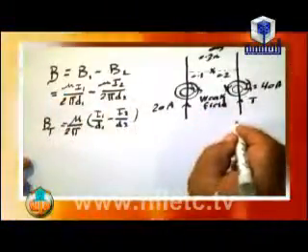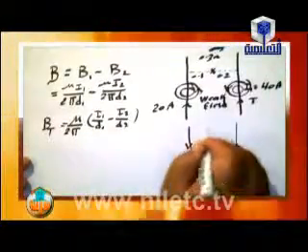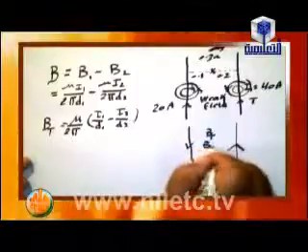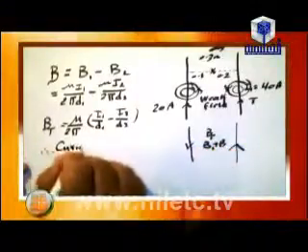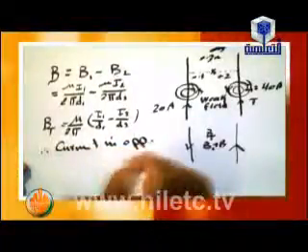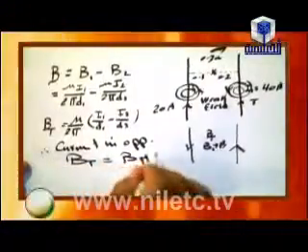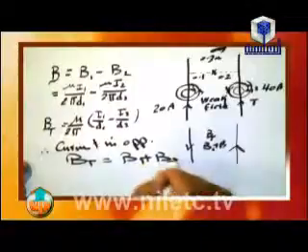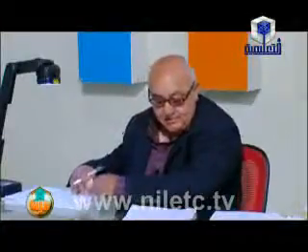And in the second case, if the current passes in opposite direction, B total equals B1 plus B2. We can find the value. This, let's move to another question.